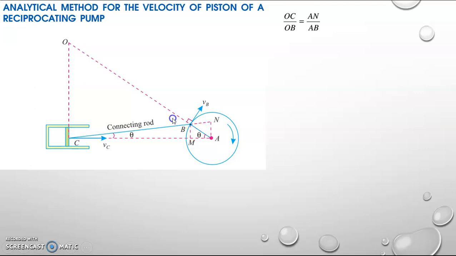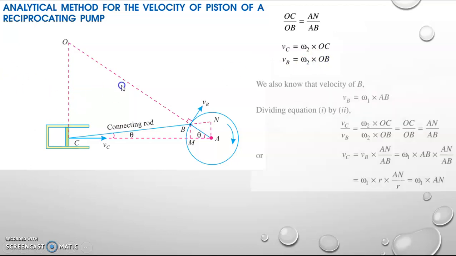As they are similar triangles, the opposite angles are equal. We write VC as omega 2 into OC and VB as omega 2 into OB. VB can also be written, as it is a part of the crank, as omega 1 into AB, where we know the value of omega 1. And VC by VB is equal to omega 2 into OC divided by omega 2 into OB, or OC by OB.